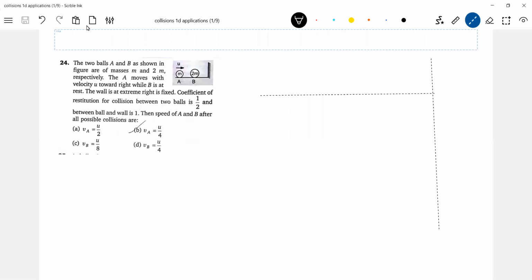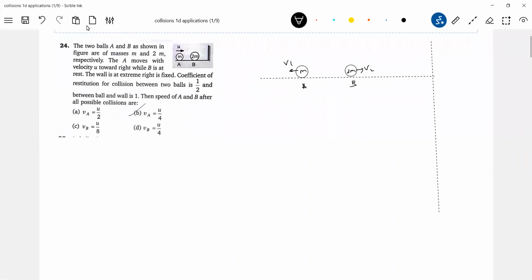We know that M is lighter than A is lighter than the B. So I'll assume that A will rebound with a speed, and the B will acquire a speed V2. Coefficient of restitution between the balls is 1/2, between the ball and the wall is 1. Take like this. So you have to write in sequence order. You have to write equation.